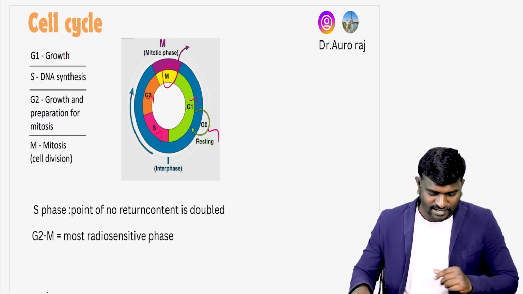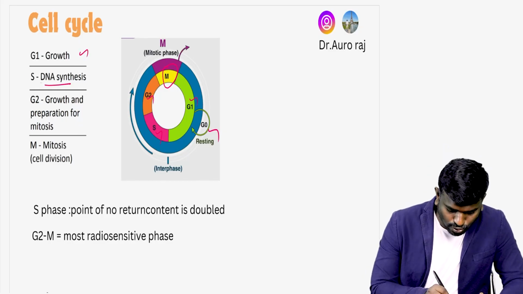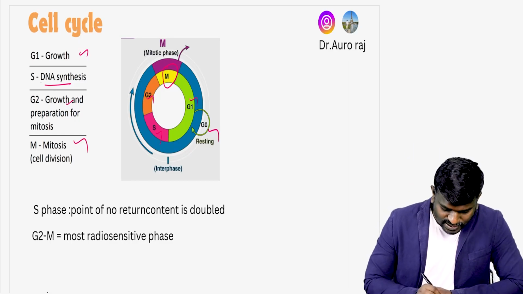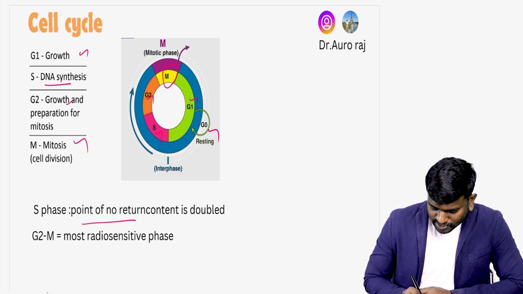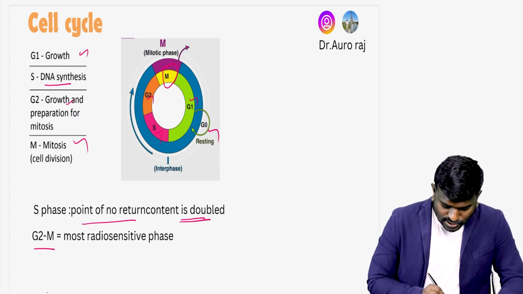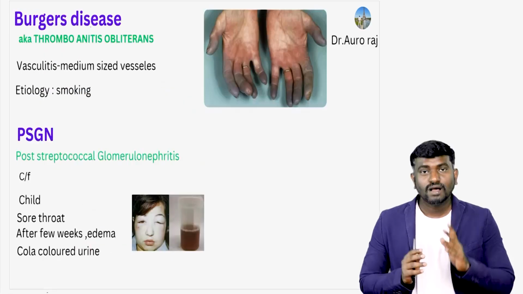Let's revise once again. Remember, G1 is for growth, S is for what? DNA synthesis. G2 is for growth and preparation for mitosis, M is for mitosis. Remember, in the S phase, the DNA content is going to be doubled in the synthesis phase. Next we have G2M, which is called the most radiosensitive phase.